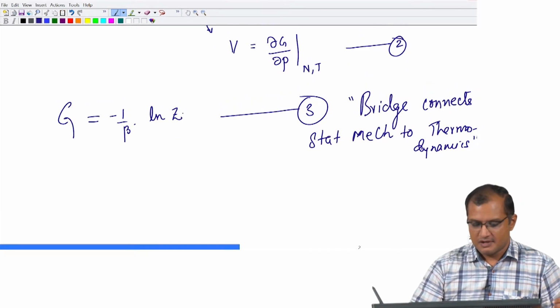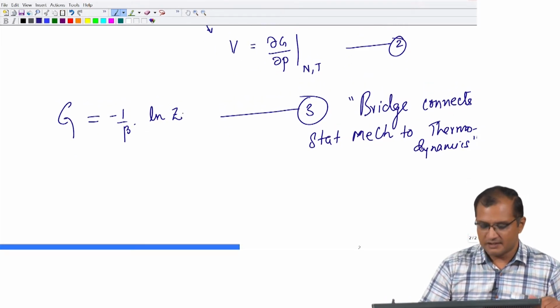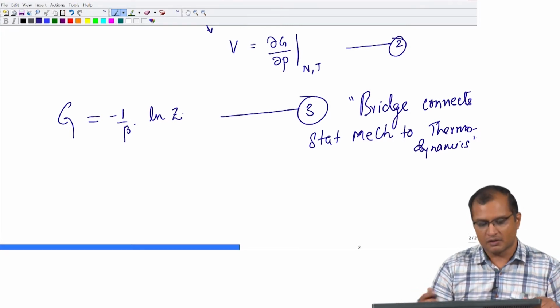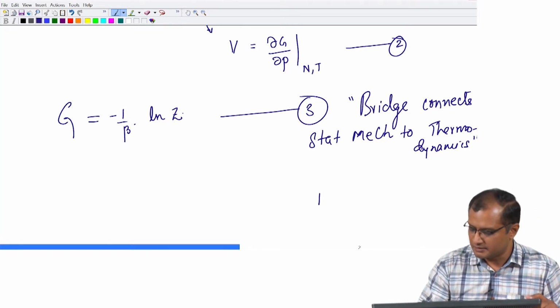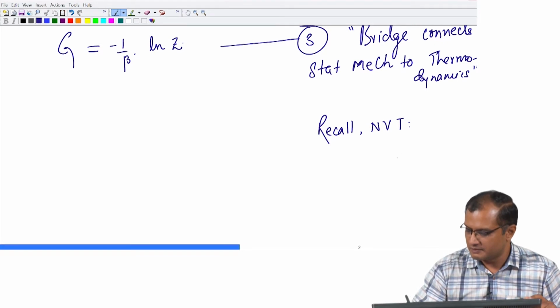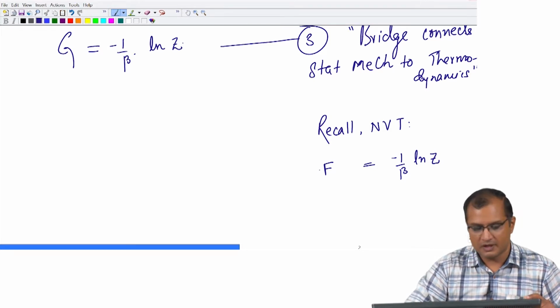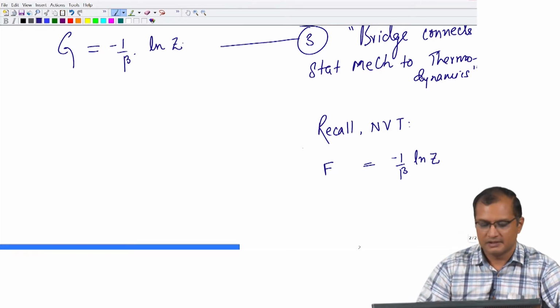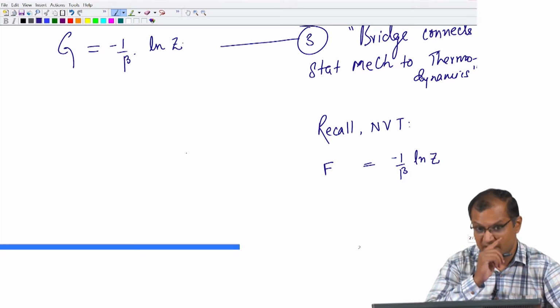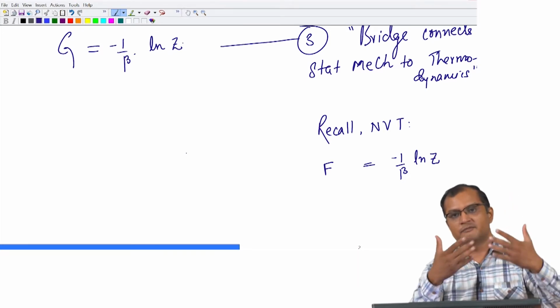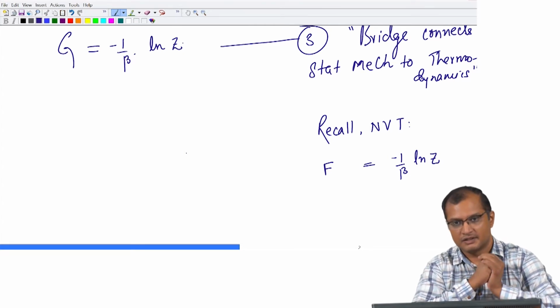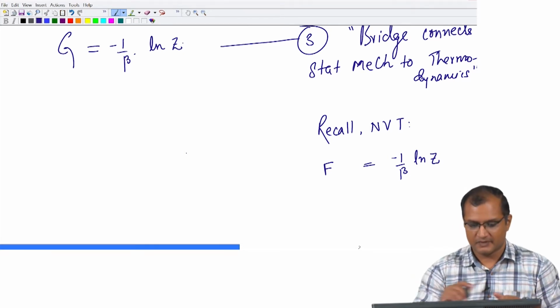So, this is a beautiful connection similar to the connection that we had in the canonical ensemble. Recall that for the canonical ensemble you had this 1 over beta ln Z connected to the free energy. So, now what you have here is the Gibbs free energy, not the Helmholtz free energy, simply because you now have pressure volume work instead of the total energy or instead of the Hamiltonian.